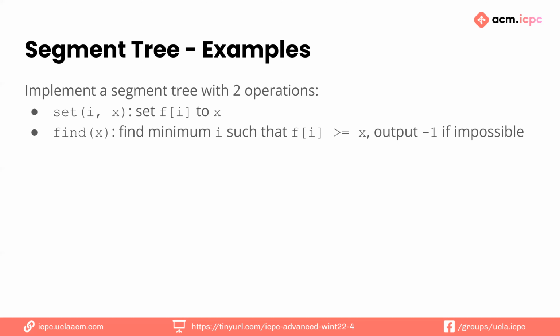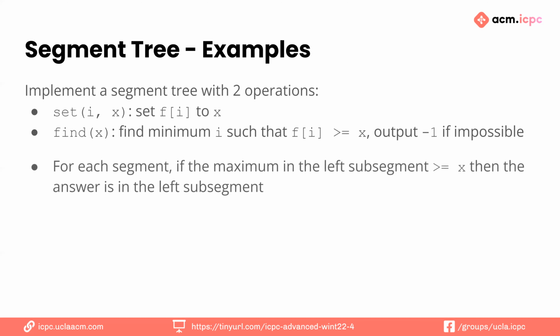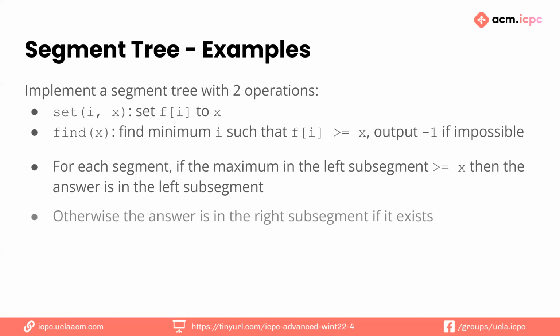If it contains something greater or equal to x, then the max value of that left half segment is greater or equal to x. So we use a max in each segment. If the maximum in the left subsegment is greater or equal to x, then the answer is in the left subsegment, so we go to the left. Otherwise, we search the right if it exists. If you can't find it in the right subsegment, then we output -1. So this is called binary searching on a segment tree.